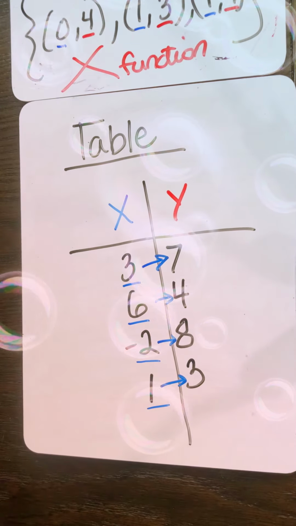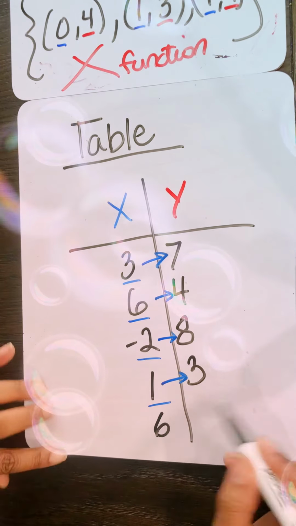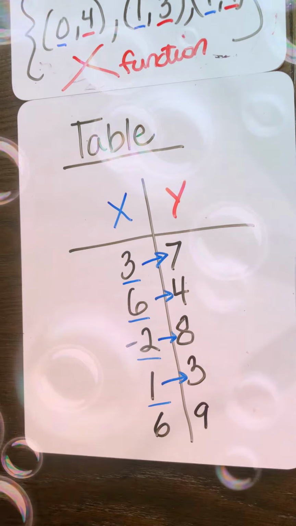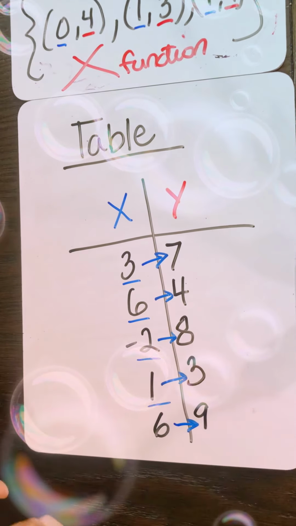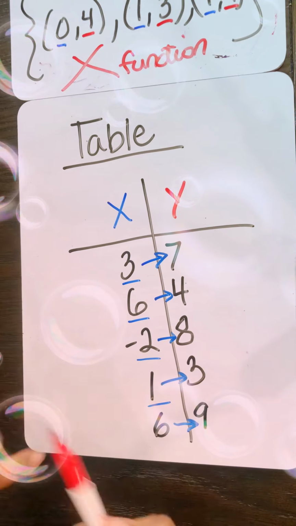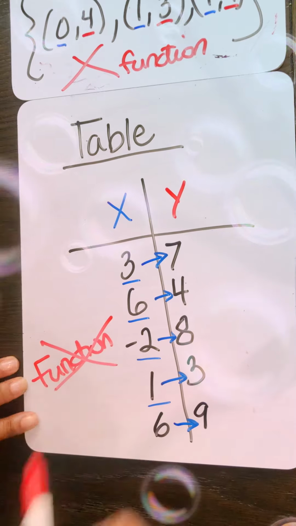What if I were to add another input here of 6, but instead I had an output of 9? Would this be a function? The answer is no. This would not be a function because you have the same input but with 2 different outputs. So not a function, okay?